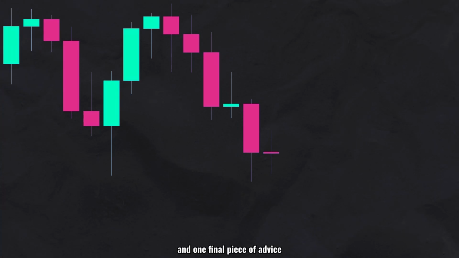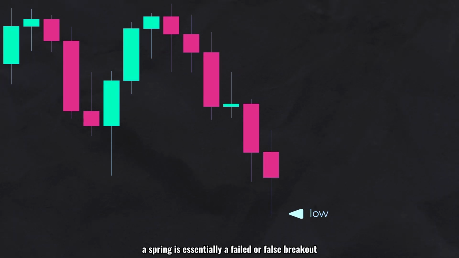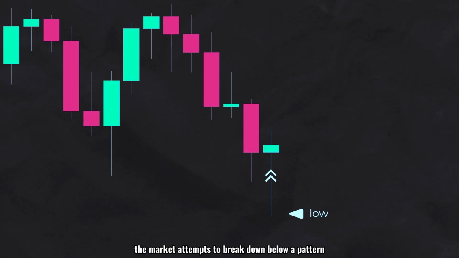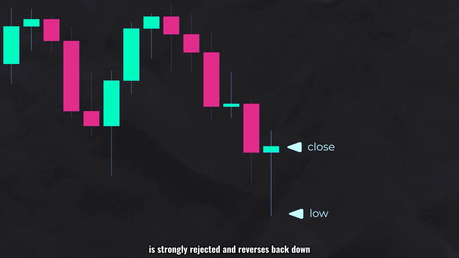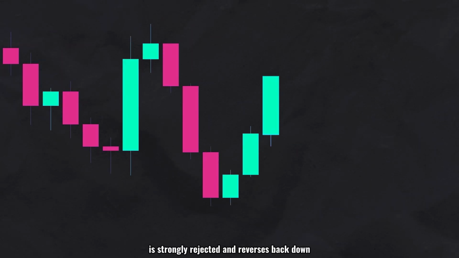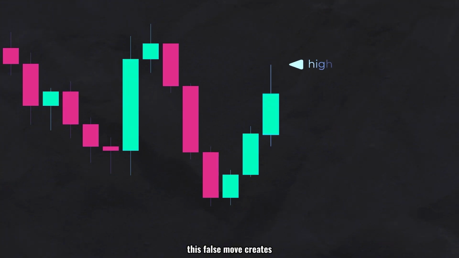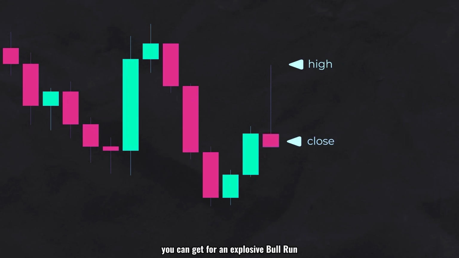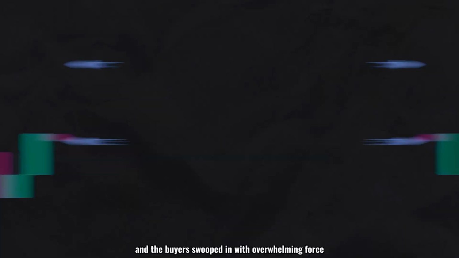And one final piece of advice, always keep an eye out for springs. A spring is essentially a failed or false breakout. The market attempts to break down below a pattern, fails immediately, is strongly rejected, and reverses back up. This false move creates immense pressure in the opposite direction. Honestly, a failed pushdown is one of the strongest signals you can get for an explosive bull run. The sellers have tried to regain control. They failed completely, and the buyers swooped in with overwhelming force.